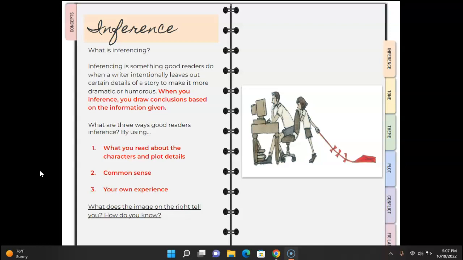Two, using your common sense. There may be some things that you just know and you're able to pick up on. Or three, your own experience. We all have collected all sorts of experiences during our lifetimes, so it's totally fair to use those experiences to come up with good inferences. So what does the image on the right tell you, and how do you know? This is an answer that you are answering on your own, but check out this image on the right, and what can we gather? What conclusions can we draw from this image over here on the right-hand side? Don't forget to fill in the red text on these 2 parts, and when you are finished filling out everything on the page, go ahead and continue the lecture.